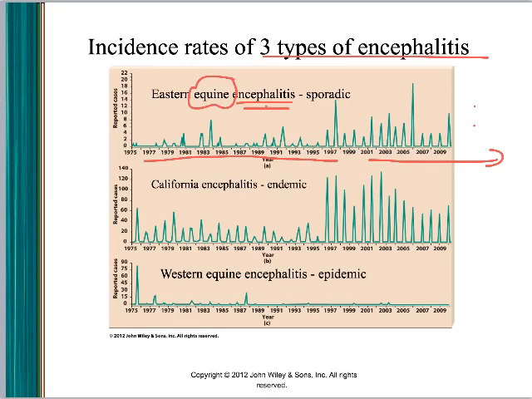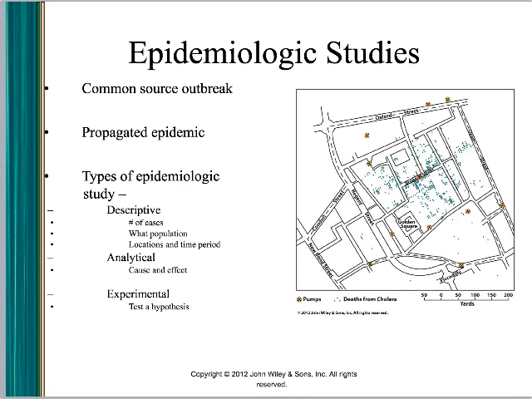Okay, so now California encephalitis is endemic, and you can see how it occurs. And then with Western equine encephalitis, there are points in time where it's high. In 1976 or so, it was really high, so they considered that an epidemic.